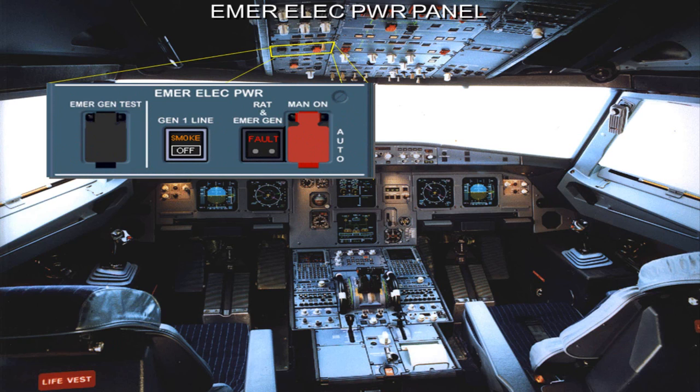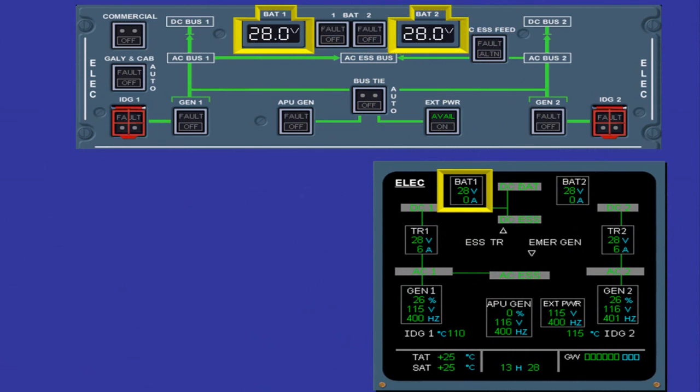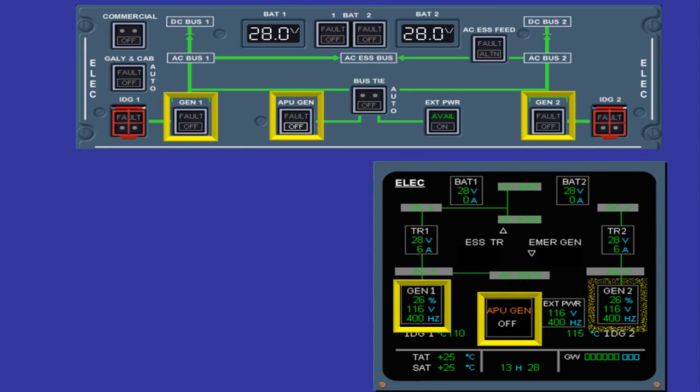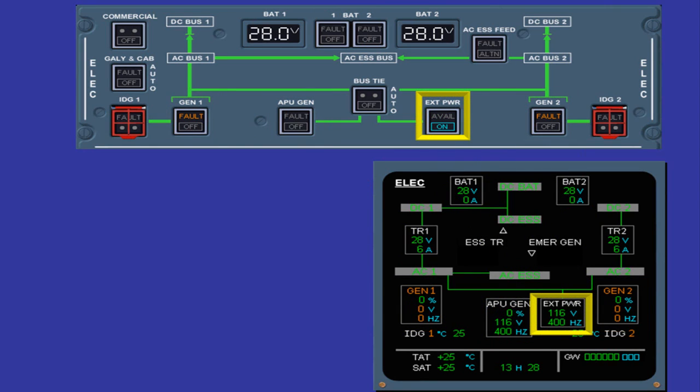Now, let's look at the relationship between the electrical panel and the ECAM electrical page. The battery voltage can be monitored either on the overhead panel or the ECAM page. Each battery is controlled by a push-button switch. Both main generators and the APU generator are controlled by their associated push-button switch. The external power is also controlled by a push-button switch.